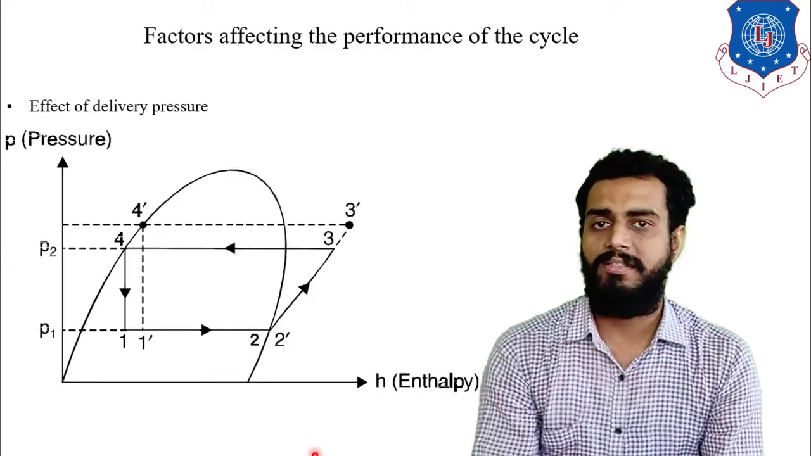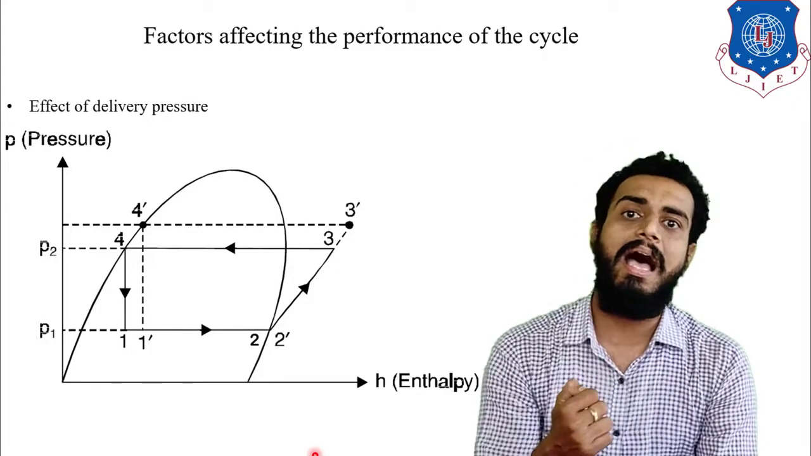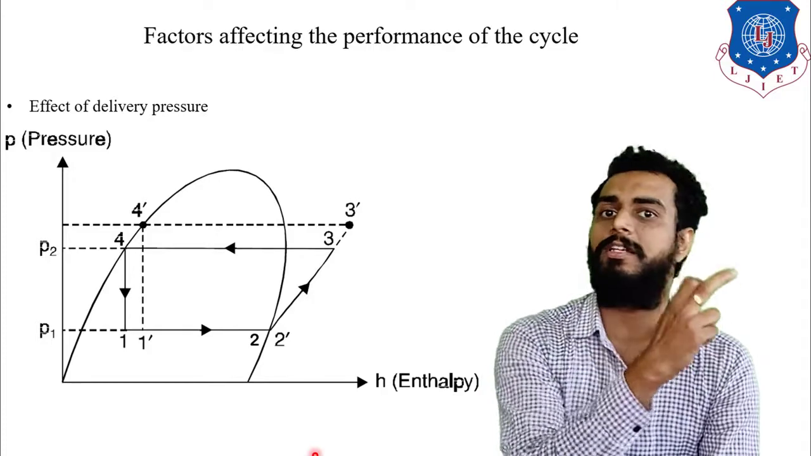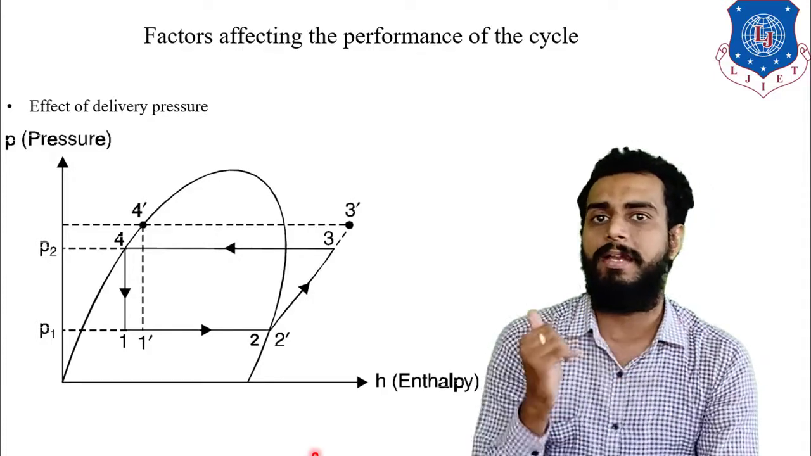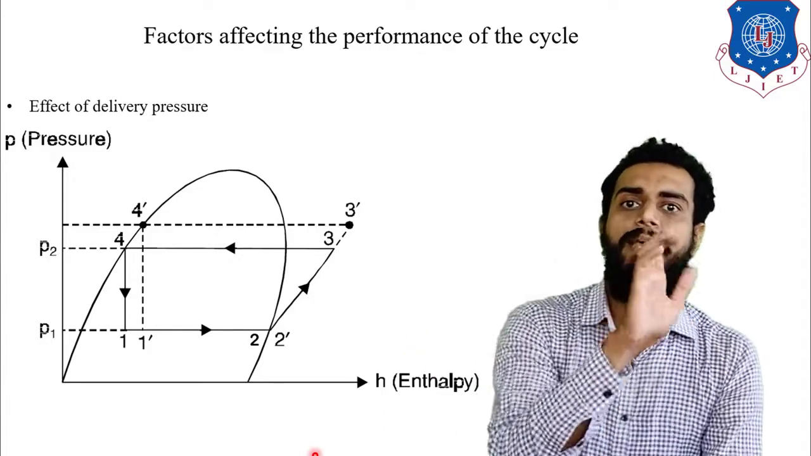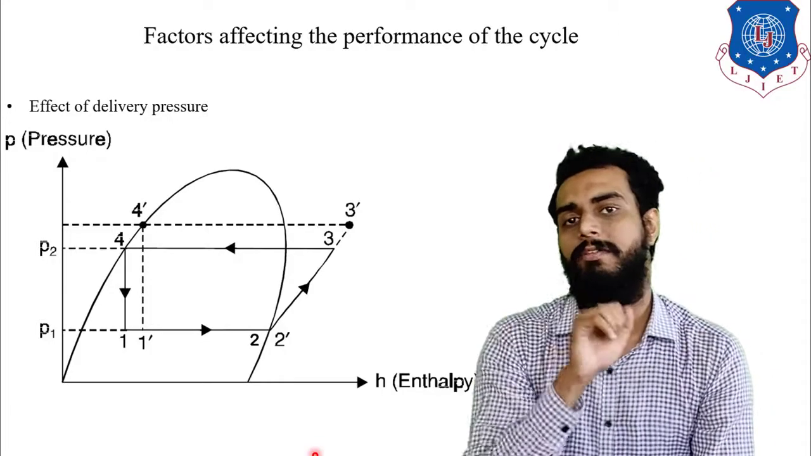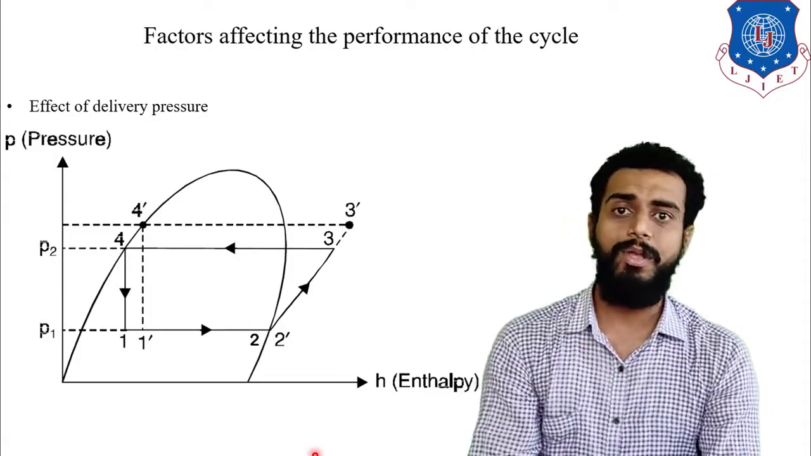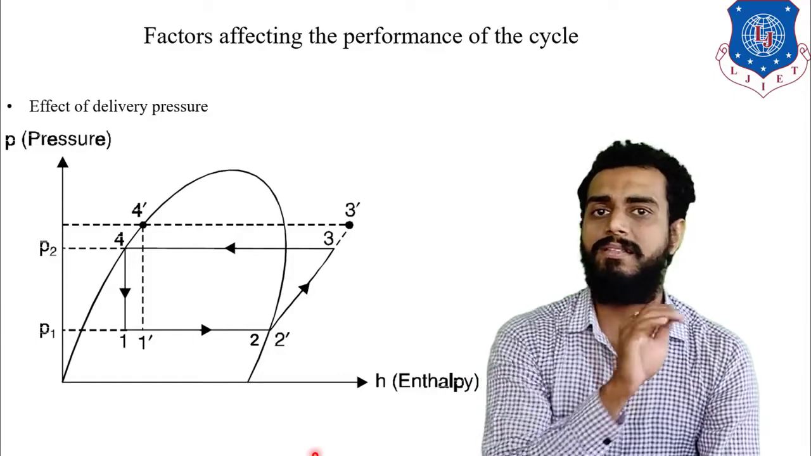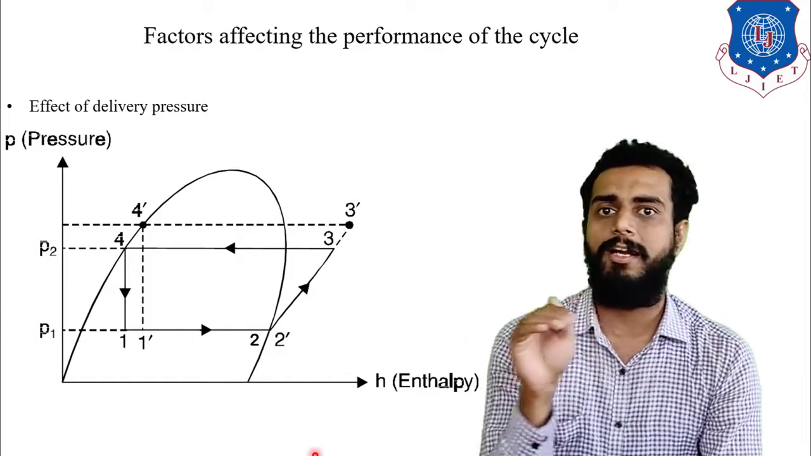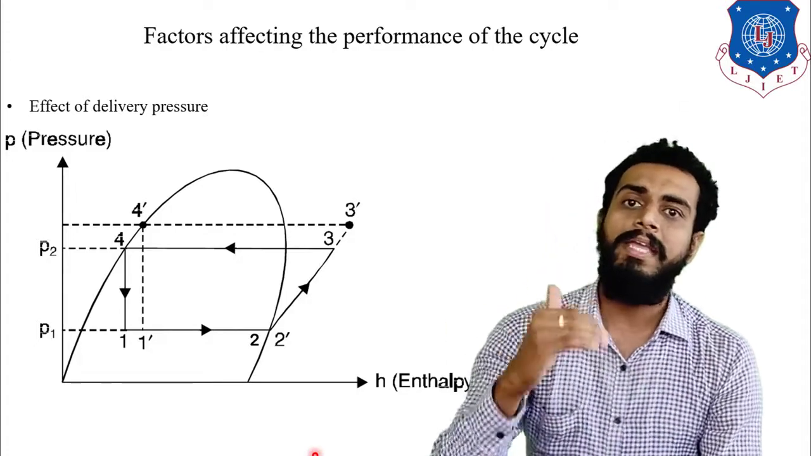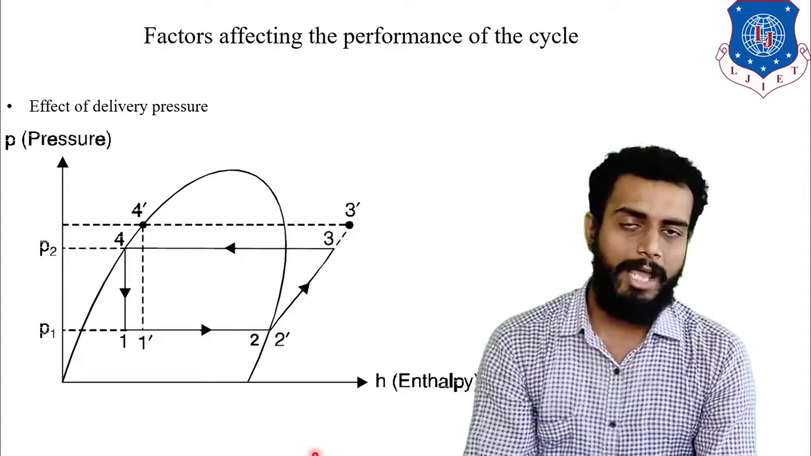Now delivery pressure. Suction and delivery are both defined in the context of the compressor, because the compressor inlet is called the suction side and the compressor outlet is called the delivery side. That is why it is defined like that. Now the delivery pressure corresponds to the condenser pressure, that is the 3-4 line. If you increase that pressure, then what will happen?